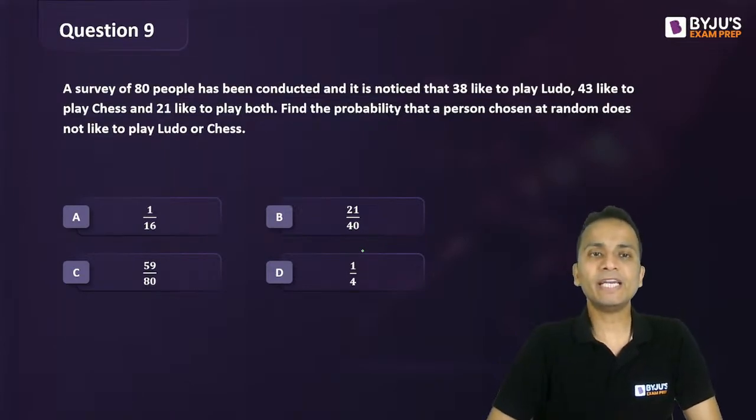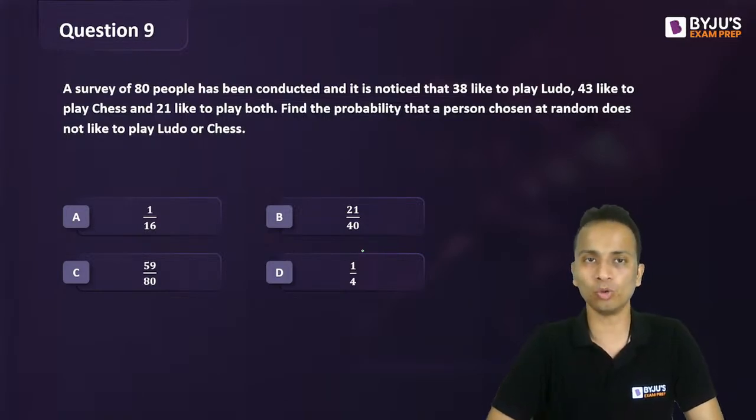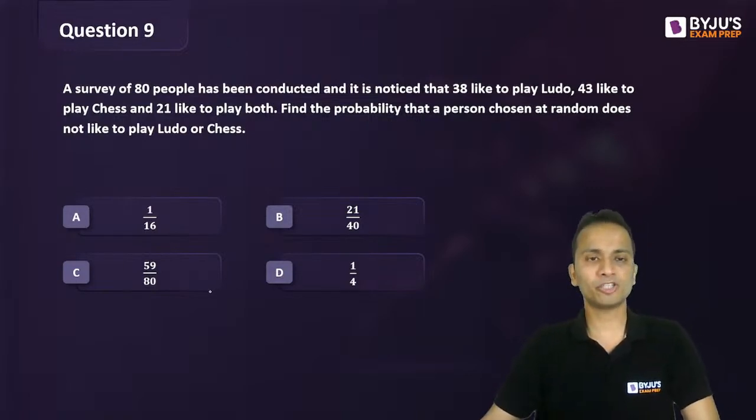A survey of 80 people has been conducted, and it is noticed that 38 like to play Ludo, 43 like to play chess, and 21 like to play both. Okay. Find the probability that a person chosen at random does not like to play any of these. Simple question again. So you just need to draw a two-set Venn diagram and find the answer.